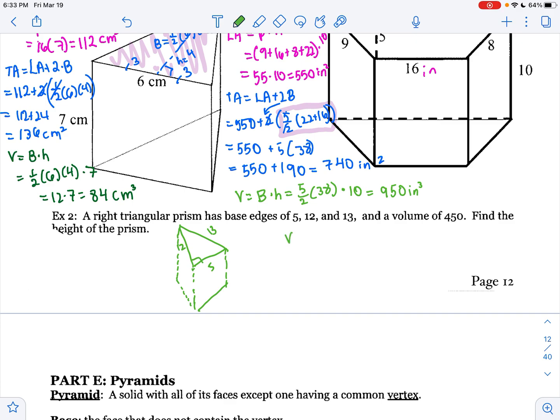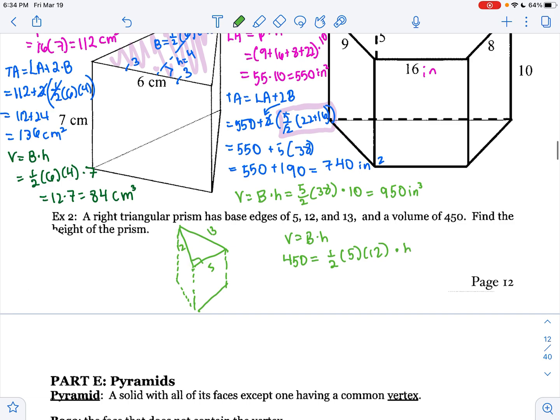So let's write out the formula for volume. Volume is base times height. Find the height of the prism. So in this case, we're going to substitute 450 in for volume. The base calculation, since it's a triangle, is half times the base, which is 5, and the height, which is 12. Of the triangle, we're focused in on the area of this triangle. Base is 5 here, and then height is 12. And then we're trying to figure out what h is.